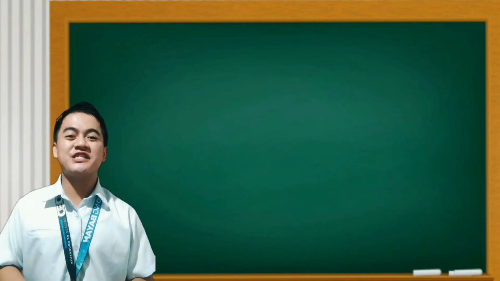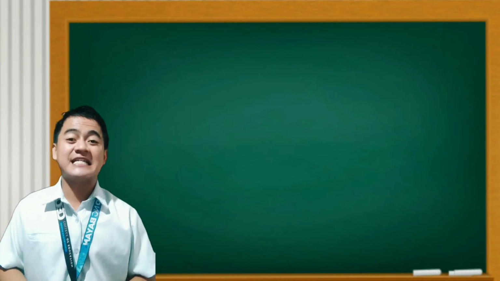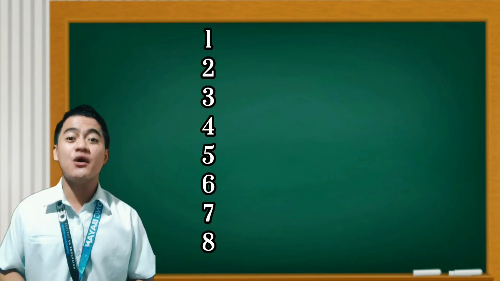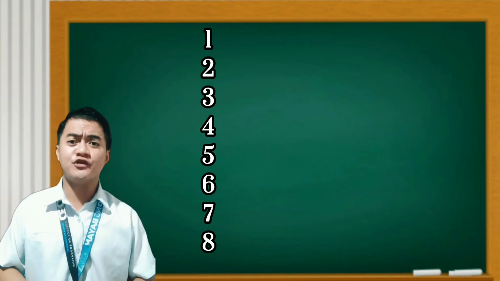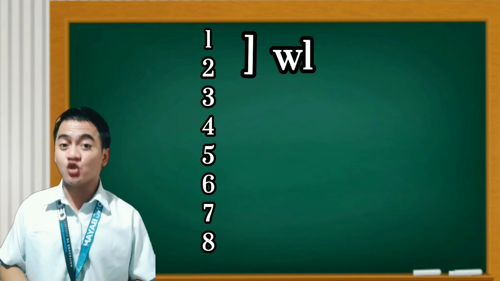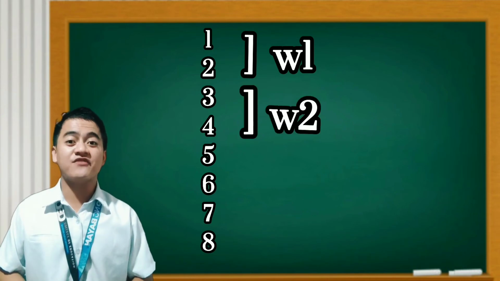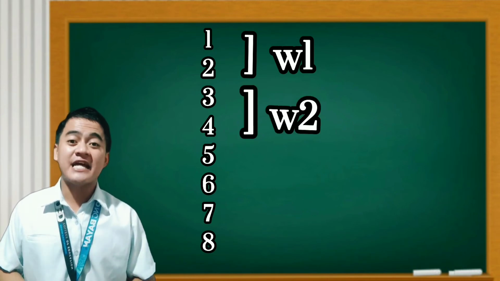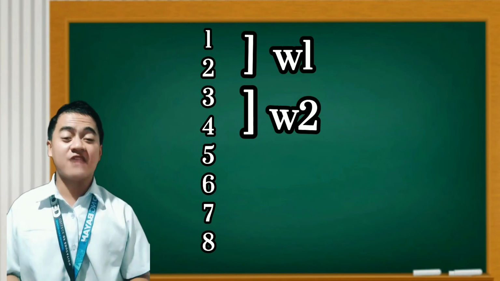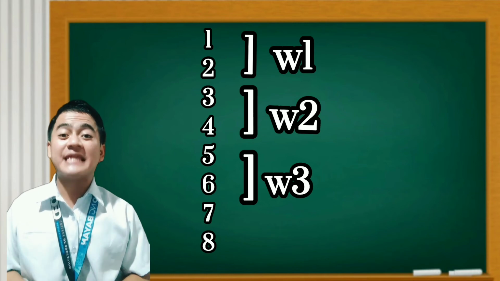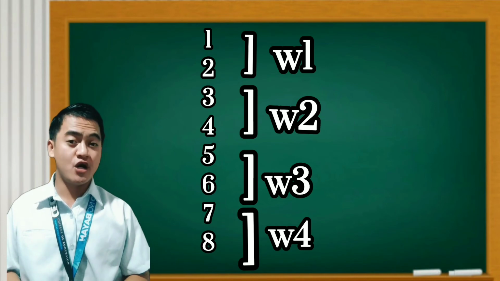So now, let's proceed to the bracket of teams. We will use the same example, that is 8 teams. So let's have 1, 2, 3, 4, 5, 6, 7, 8. For the first game, we have 1 and 2, that is game 1, winner 1. For game 2, we have 3 and 4, that is game 2, winner 2. For game 3, we have 5 and 6, that is game 3, winner 3. And for game 4, we have 7 and 8, that is winner 4.